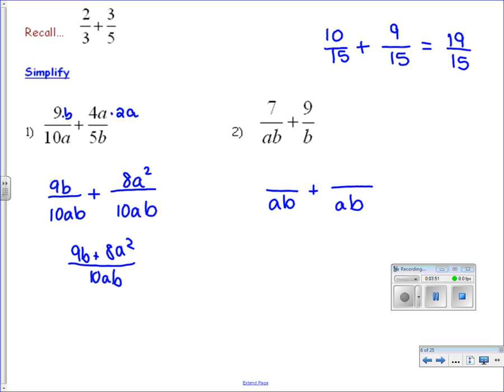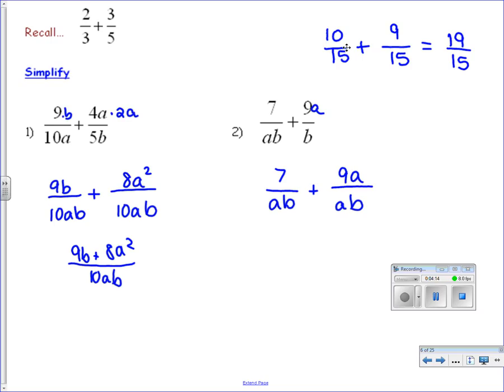Okay, do I do anything to my first numerator? No, because it's already fine. So we're not multiplying the denominator by anything, so it stays the same. Next, what do I need to multiply this by to make it become this denominator? A. So we need to multiply this by a, so then this is going to become 9a.